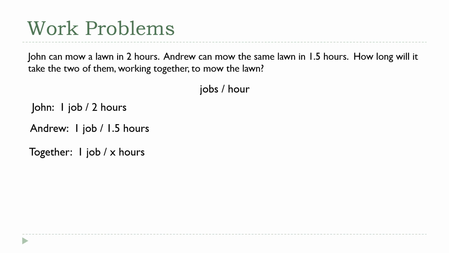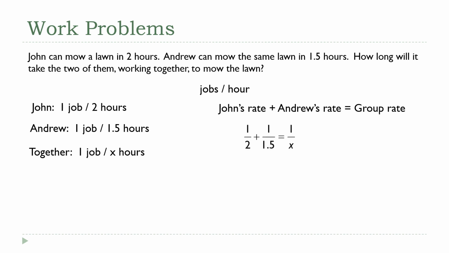So how can we put these together into an equation? Well, remember, we specifically picked these units so that they add up. John's rate plus Andrew's rate is going to equal the group rate. So we put our numbers in there: 1 over 2 plus 1 over 1.5 equals 1 over x. There's my equation that I need to solve.